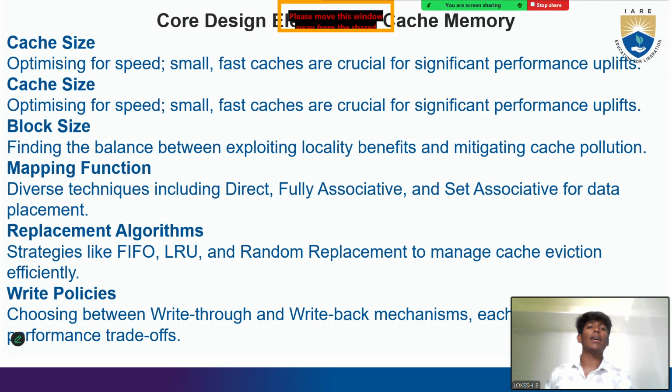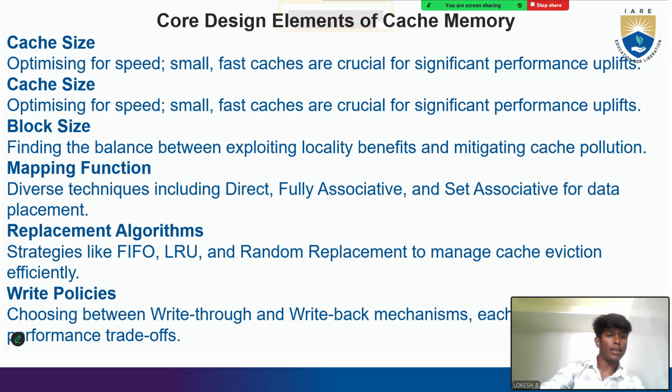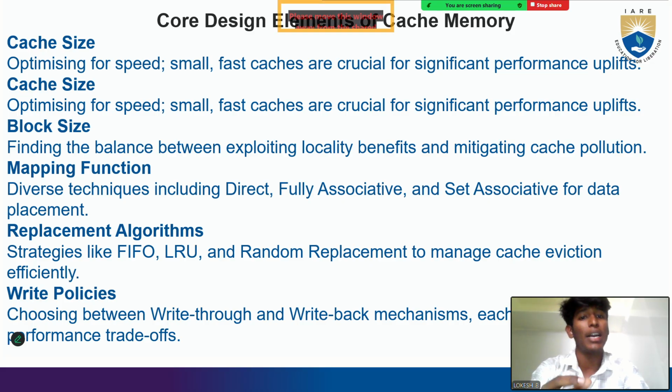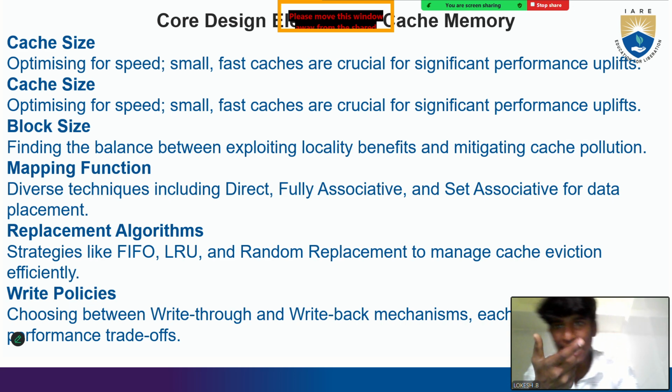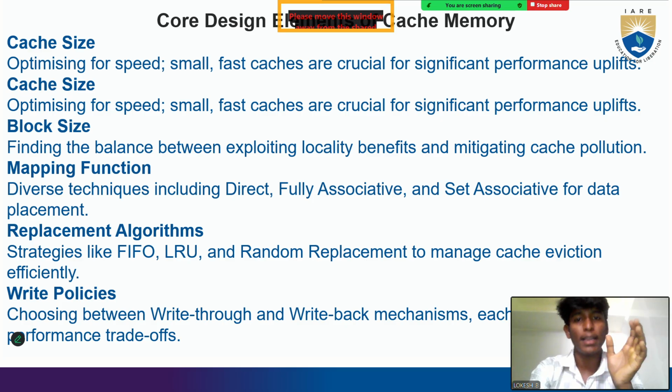So, the core design of cache memory. Cache size and block size, mapping function, replacement algorithm, and write policies. These are the main subtopics. First, cache size: optimizing for speed, small, fast caches are crucial for significant performance uplifts. And the block size: finding the balance between exploiting locality benefits and mitigating cache pollution.